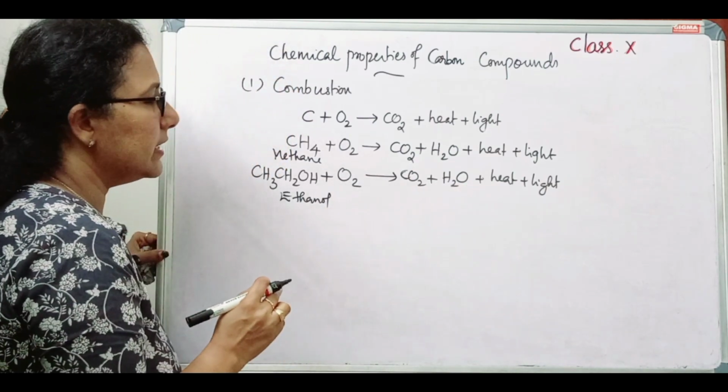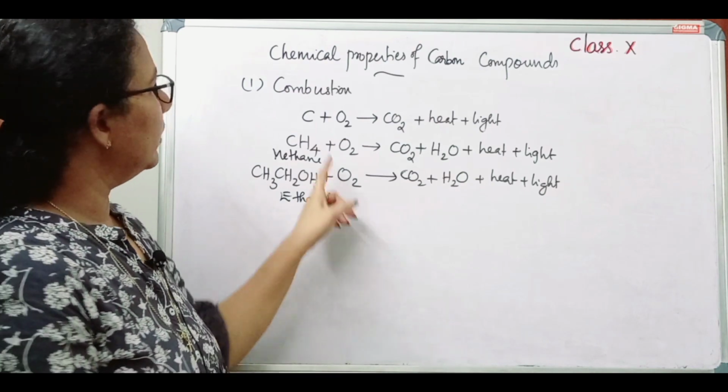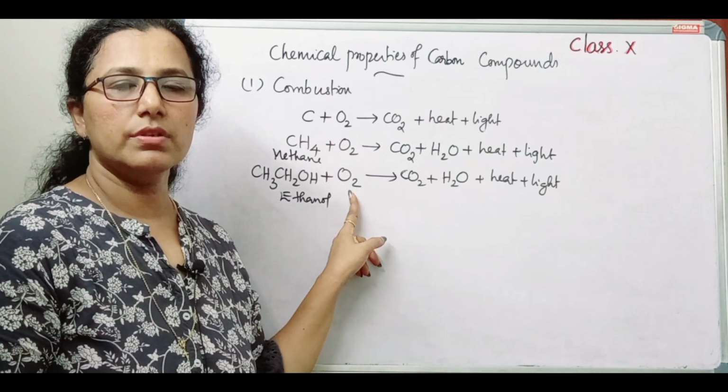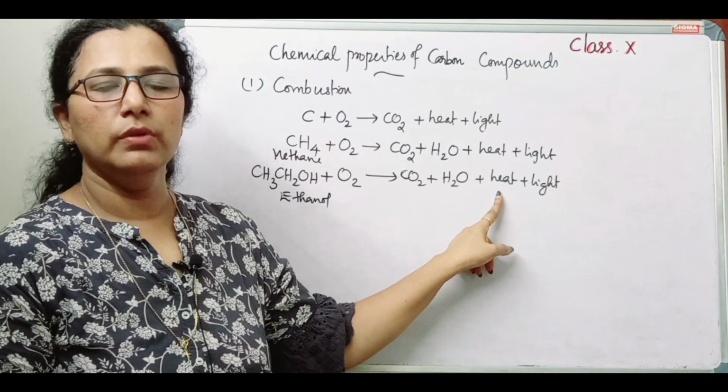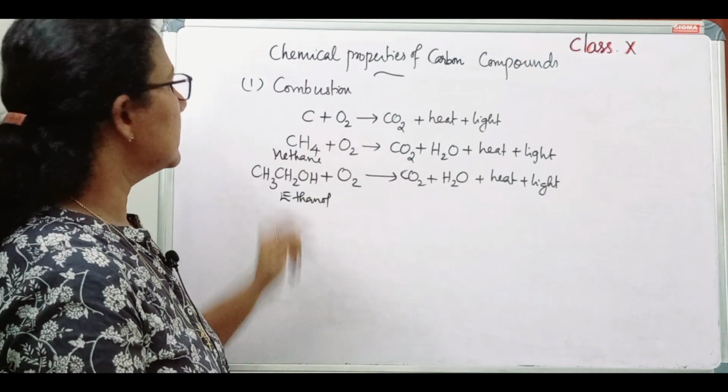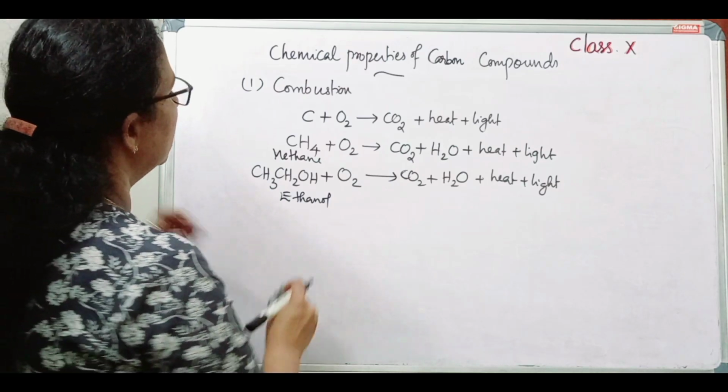So generally we can say that carbon compounds on combustion, that is burning in oxygen, produce carbon dioxide, water, and energy in the form of heat and light. So this is the first property of carbon compounds.